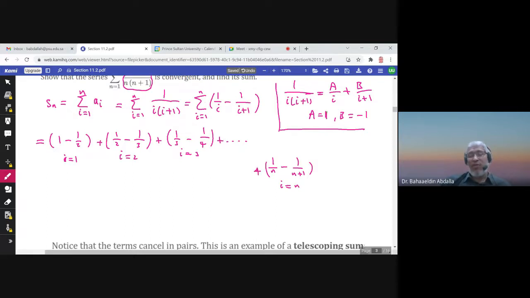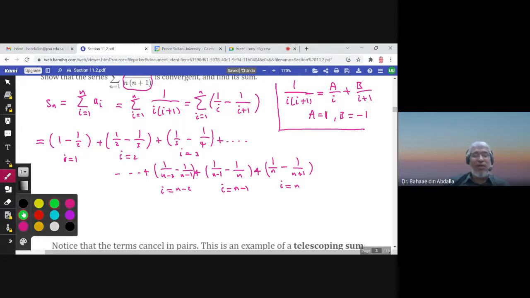What is the previous term? When you put i equals n minus 1, because n minus 1 is before n, replace i by n minus 1, and n minus 1 plus 1 would be n. What would be the previous term when i is replaced by n minus 2? It would be 1 over n minus 2, and here n minus 2 plus 1, so n minus 1, and so on. There are a lot of terms in between.